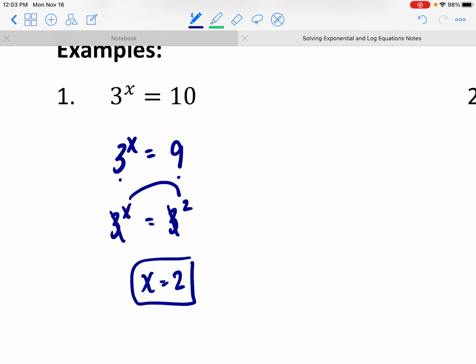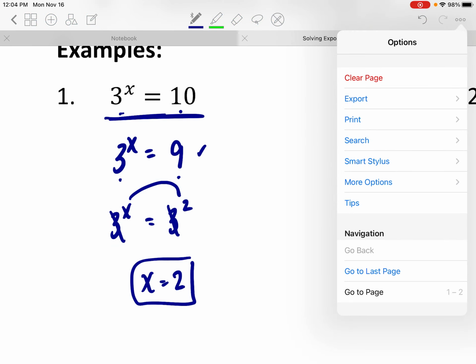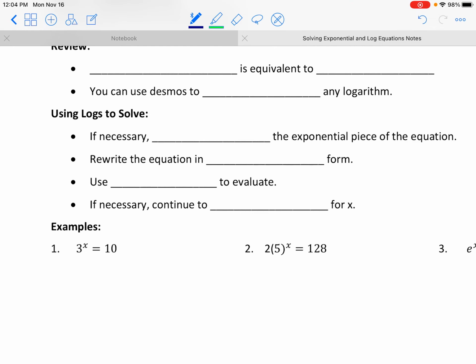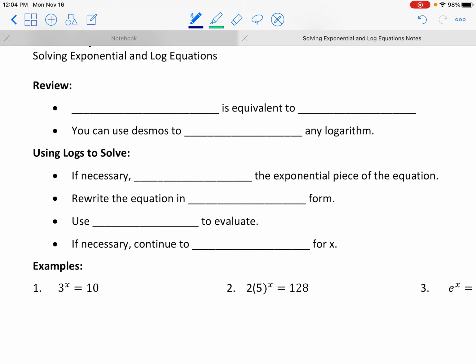Not that that process is required for something that simple, but we can't use that same process here because 3 and 10 don't have a common base. So if there isn't a base in common, what do we do? That is what we're going to look at today. Now, the process I'm going to show you today isn't always going to work. There are other types of exponential equations where we can't get a common base, and we can use logarithms to solve, but that's something we're going to work toward.